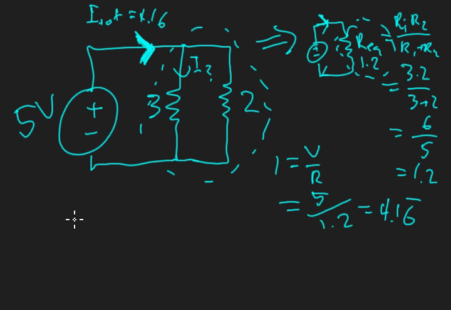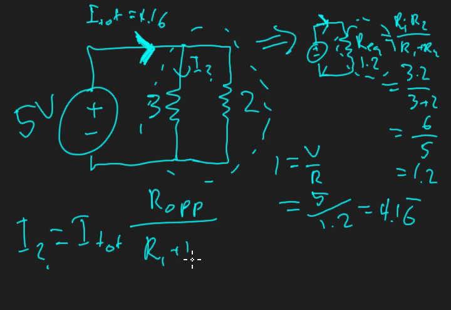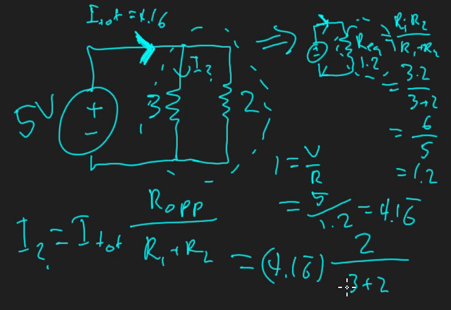Now, to use our current division formula, it's exactly the same as if this was a current source. I in question equals I total times resistance opposite over resistor 1 plus resistor 2, and that's 4.16 recurring, times our resistor opposite, which is 2, divided by 3 plus 2, and if you smack that into a calculator, you should get 1.6 recurring.